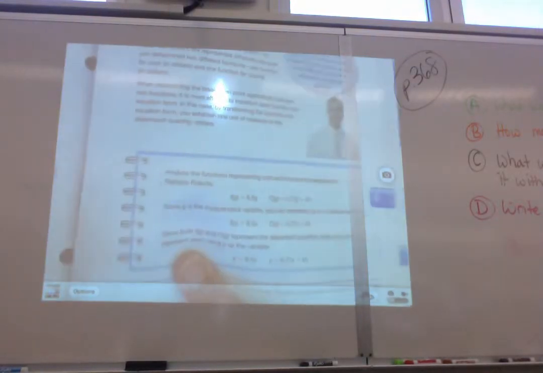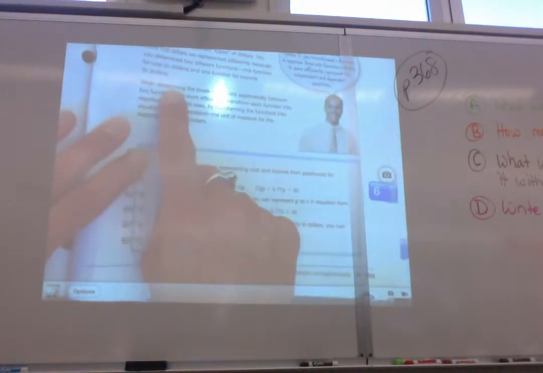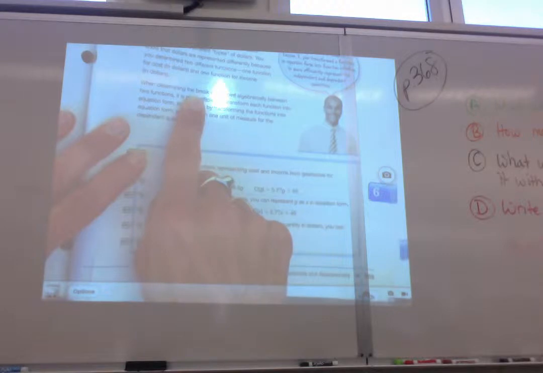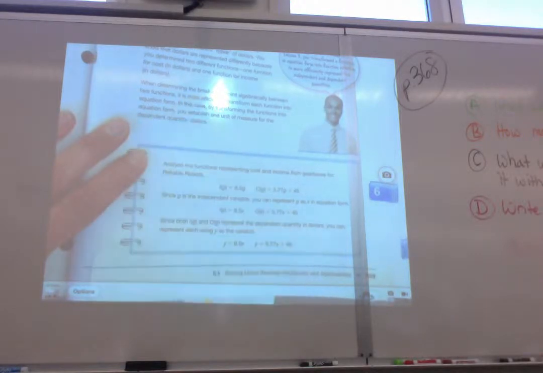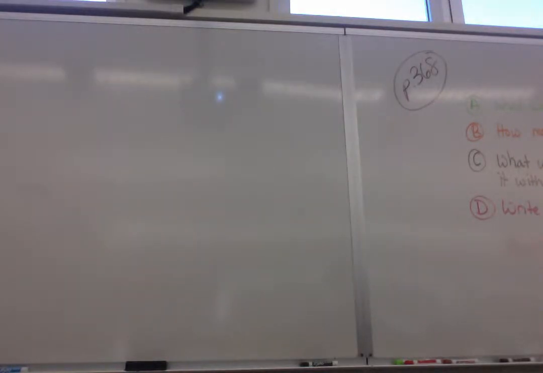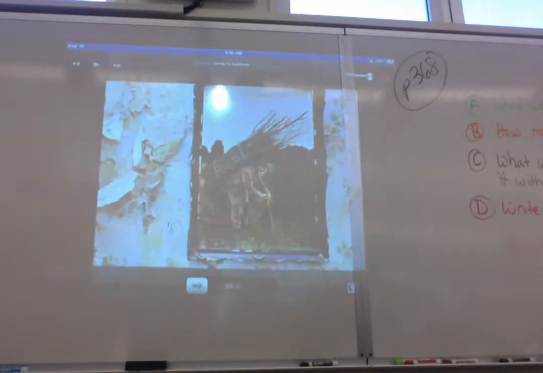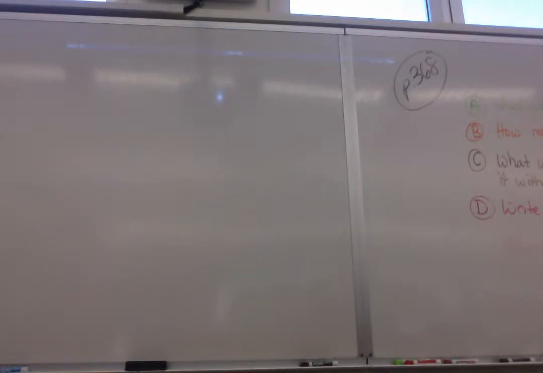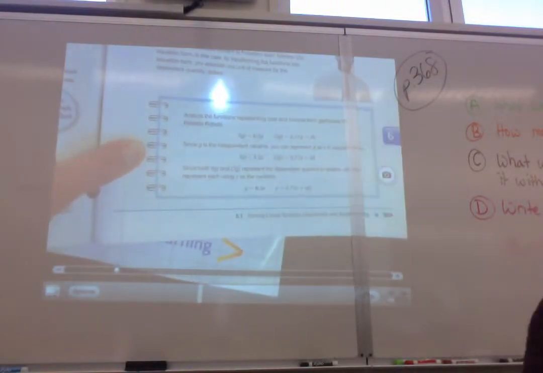Interesting. All right. When determining the break-even point, Andy, go ahead. To determine the break-even point between two functions, it is more efficient to transform each function into an equation. In this case, we're transforming the functions into equation form to establish the unit of measure for the dependent quantities. Go ahead, Andy. Dollars. Okay, so we'll do a quick version here.